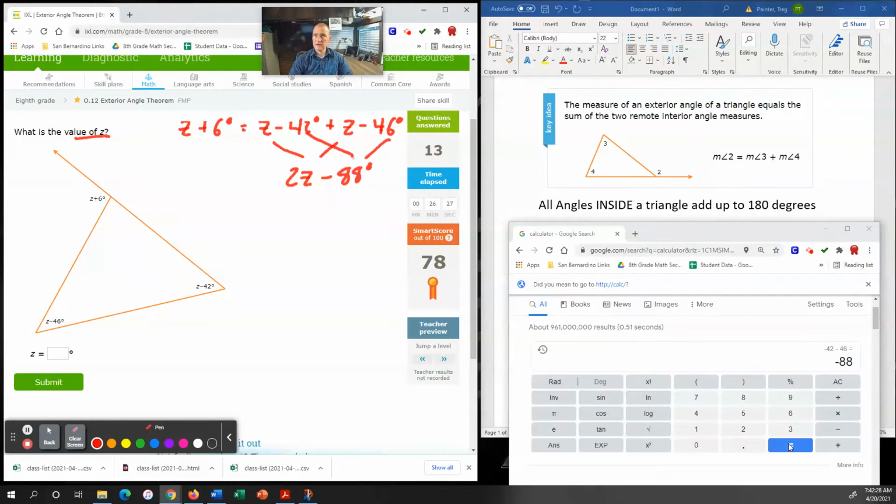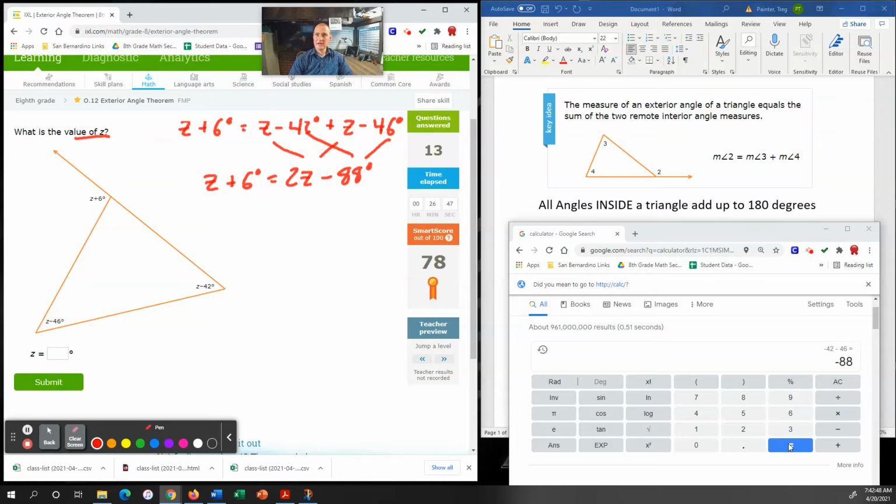So again, constants together, Z's together. The left side, leave it alone. I haven't done anything with it yet. So Z plus 6 degrees. All right, so we could either do the constants next or the variable next. I like to usually do the variable next. Then the constants are kind of cool because it gives me the final answer.